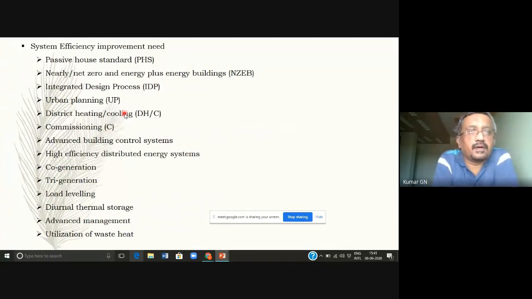System efficiency improvement, passive house standards, net zero and energy plus buildings, integrated design process, urban planning, direct heating and cooling, commissioning, advanced building control system, high efficiency distributed energy system, like that. Many things. And whatever sustainable energy we identify, we should give high performance or high efficiency.